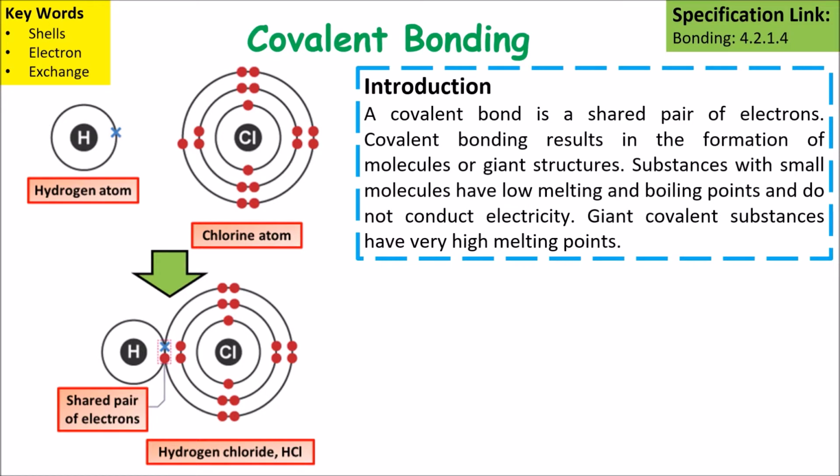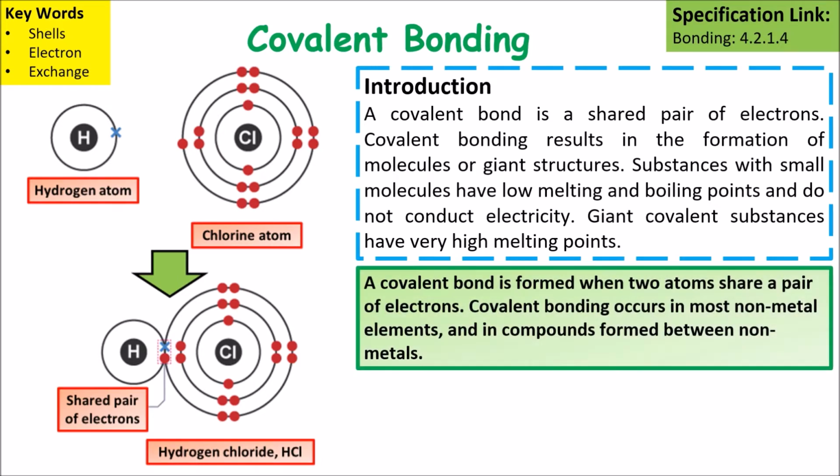A covalent bond is a shared pair of electrons. Covalent bonding results in the formation of a molecule or a giant structure. Substances with small molecules have low melting and boiling points and do not conduct electricity. Giant covalent structures have very high melting points due to the number of bonds that will need to be broken.